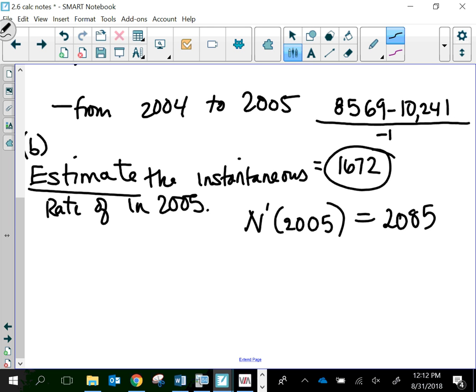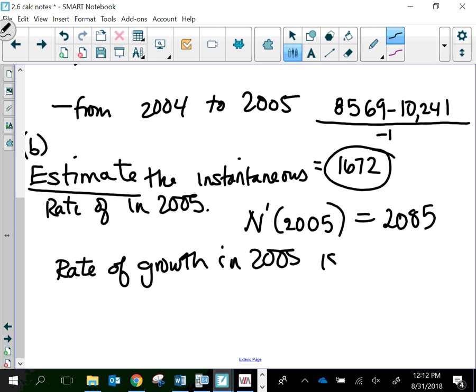What does that even mean? Instantaneous rate of growth in the coffee houses. What does that mean? The rate of growth in 2005 is 2,085 coffee houses. At the moment, whenever they said, okay, it's 2005, let's count our coffee houses, that was already determined. So it's an instant or it's over a time frame.